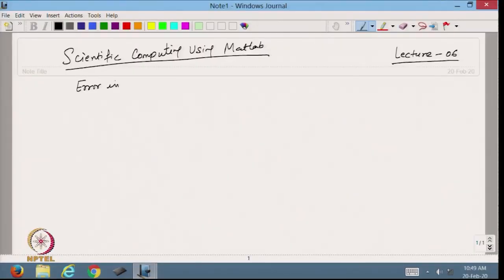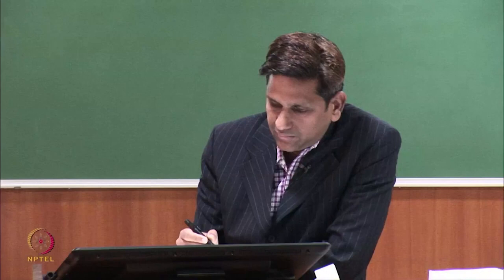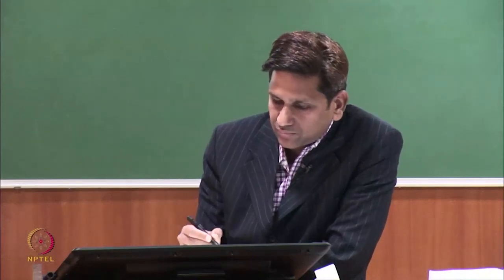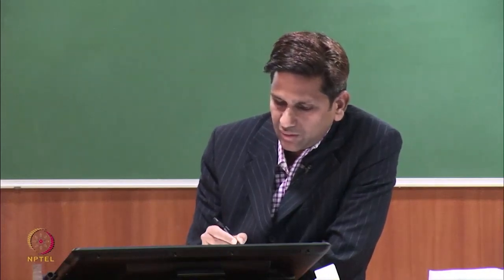error in computations. So these are the errors in computation. If we do the computation using the computer, then we generally deal with errors, because we are doing approximation. So what are the errors that come up in the computation? There are generally 2 types of errors.